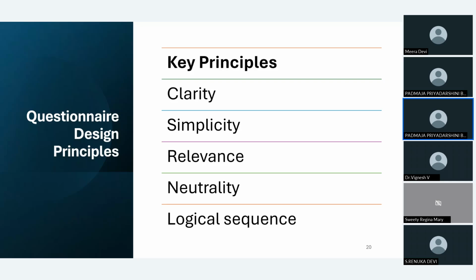So clarity is important. The questionnaire should be as simple as possible, and there should be proper relevance. It should match the objective, and it should be neutral. We cannot try to make the respondents give a particular answer. We cannot force them to. It should be neutral, and there should be some logical sequence.